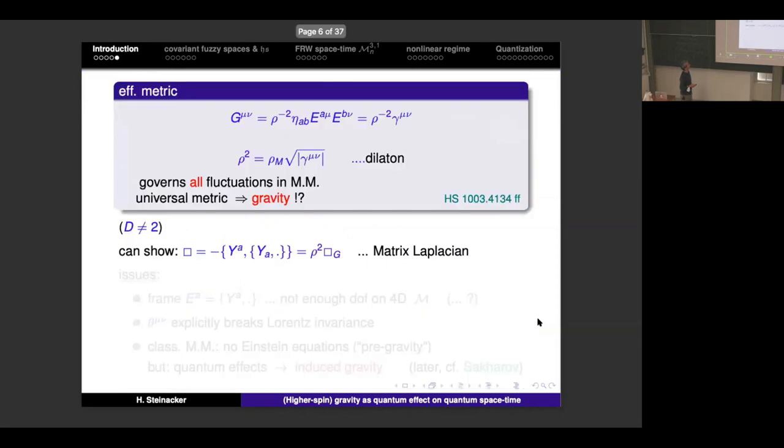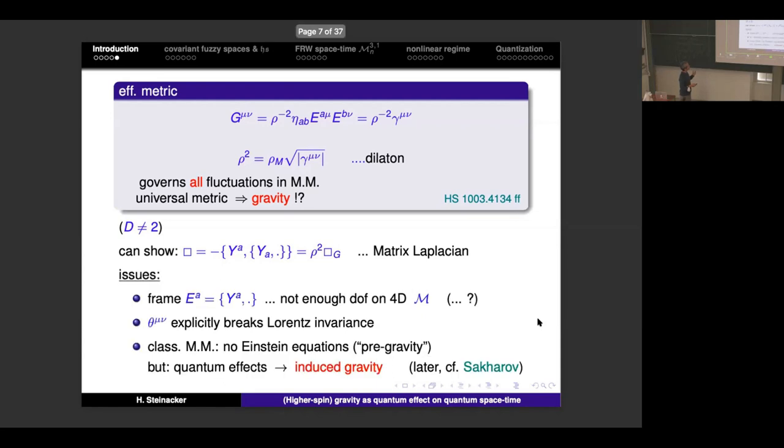Okay, so there is the metric. By the way, you can even show that this double commutator, or the double Poisson bracket, if you contract it with these matrices, really is the metric Laplacian corresponding to this effective metric. That's sort of an easy exercise. Okay, so that looks very nice. So you get some kind of a gravity theory. You don't know the dynamics yet. We'll talk about this later. But already here, you can see that there are some issues.